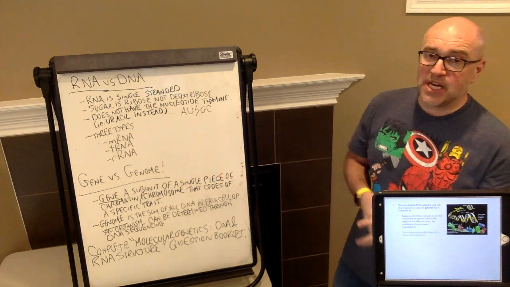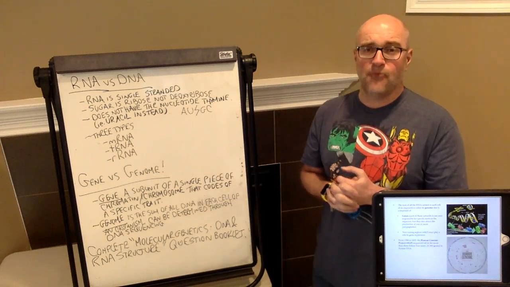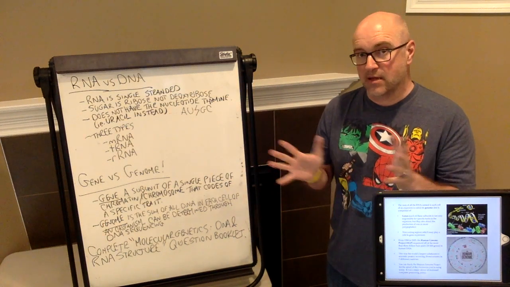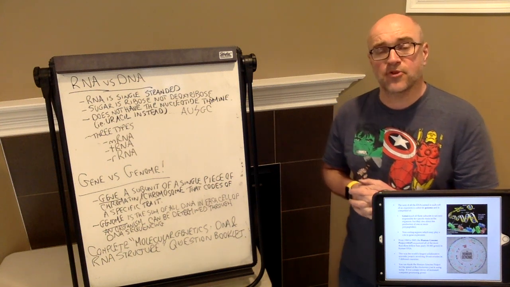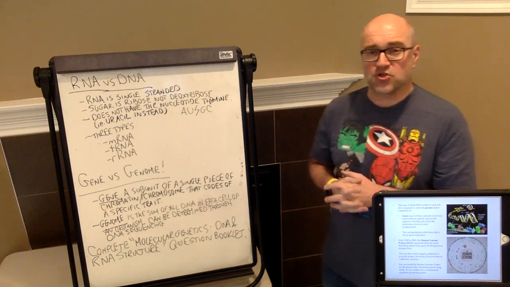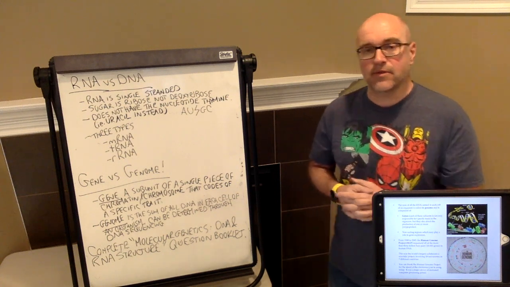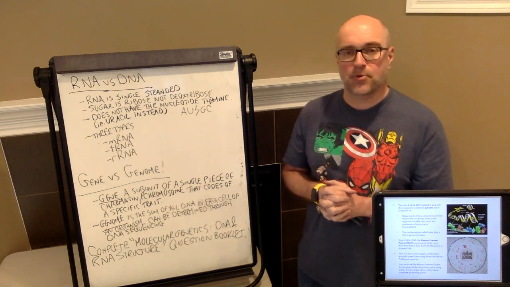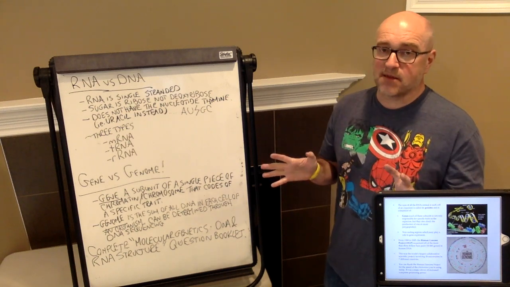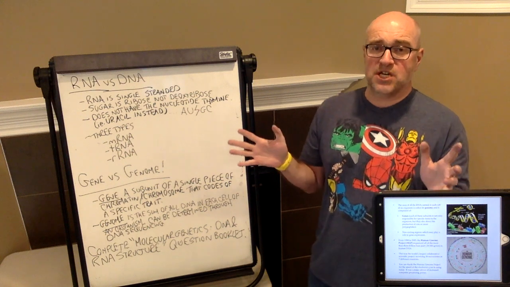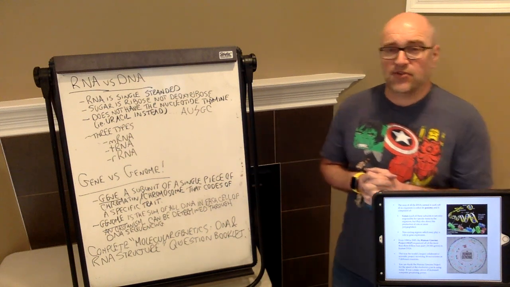Final topic, genes versus genomes. You hopefully now know what a gene is. A gene is a small section of DNA on a piece of chromatin or a chromosome that's going to code for one specific trait, or as you'll find out later in this unit, they also code for single proteins as well. That's what a gene is. A genome is essentially all the genetic information of an organism that's found in every single one of its cells.